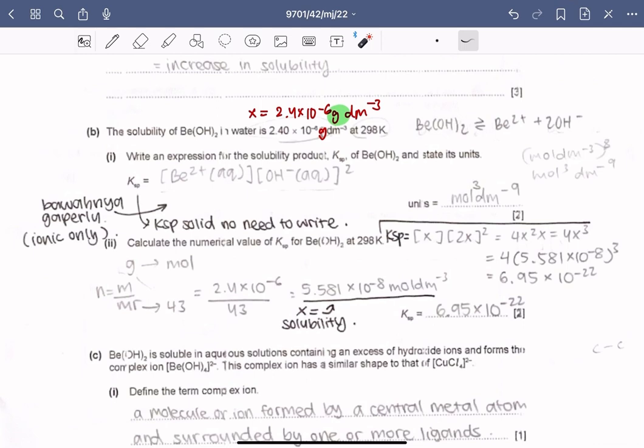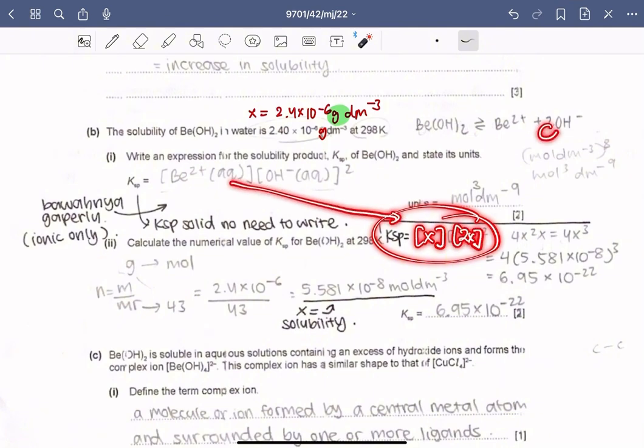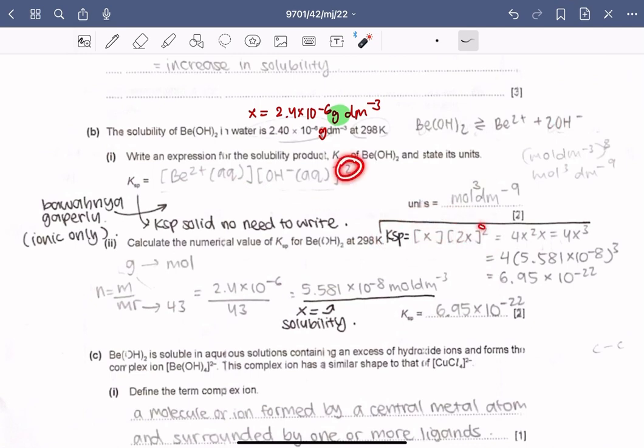So Ksp, we use this formula: x because Be2+, and then times 2x because 2OH-, and then you square it. We get 4, 2 power 2, 4x squared times x is equal to 4x cubed. So 4 multiplied by the new x, you insert, don't forget the cube, we get this, and therefore the Ksp is 6.95 times 10 power negative 22 to 3 significant figures.